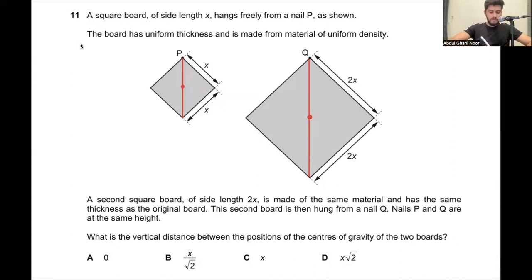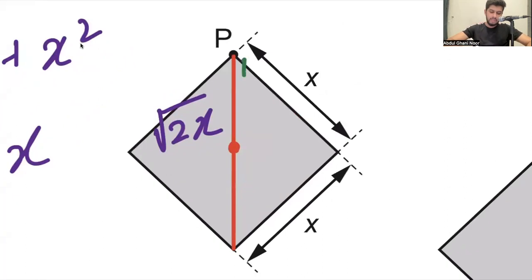So for this, let's say this total length is L. Hypotenuse squared is equal to x squared plus x squared. Hypotenuse is equal to root 2 x. So this total thing is root 2 x. So if somebody asks what is the distance from the top, from point P to the center of gravity, my answer to that will be root 2 over 2 x. It will be half of the total length.